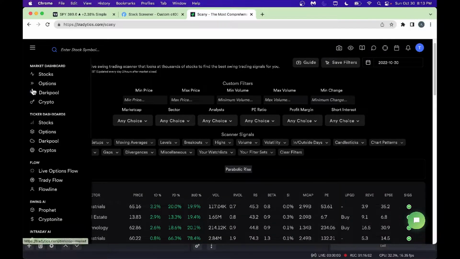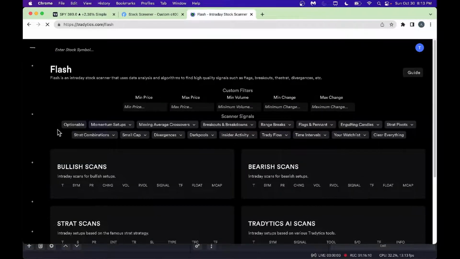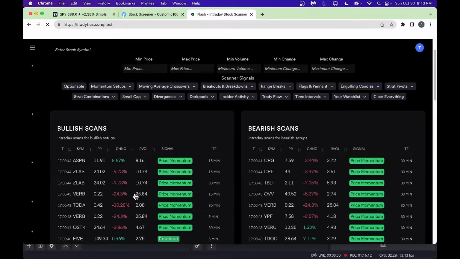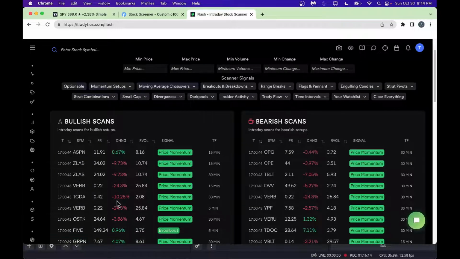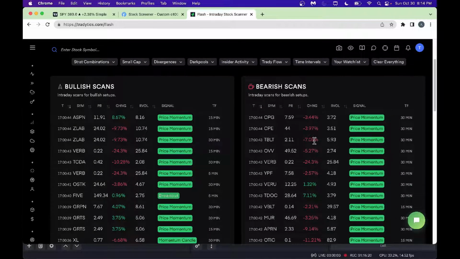All right, let's look at a few more here. We are at Scanny, and you could look at Flash. As you look through the Flash here, let it just come through. You could look at bullish scan. Look, these are the bullish. If you want to buy some call options, you could go with the bullish scans. If you want to sell some put options or buy some put options, you could go with the bearish scans.